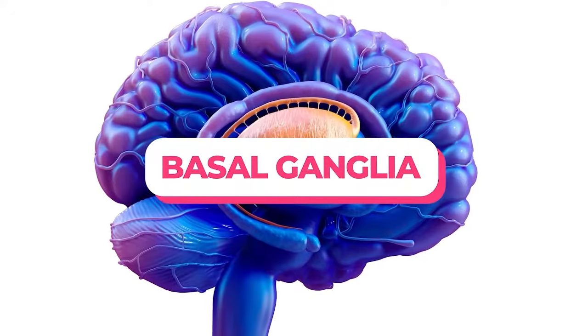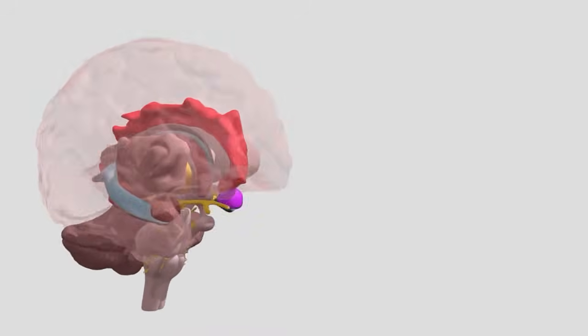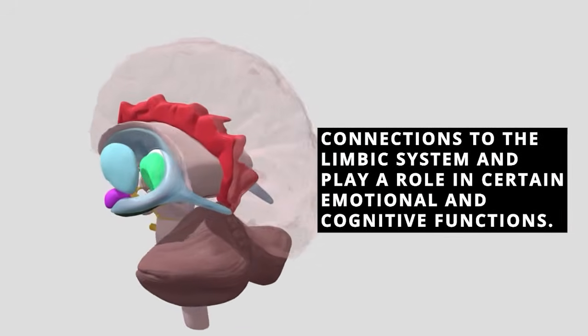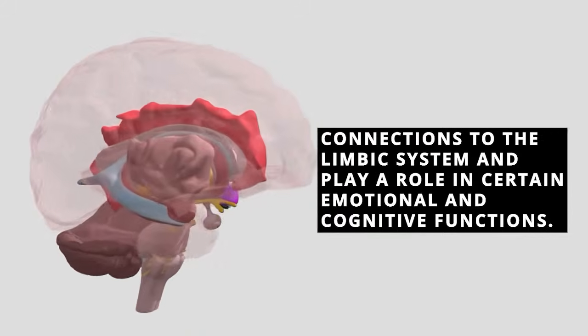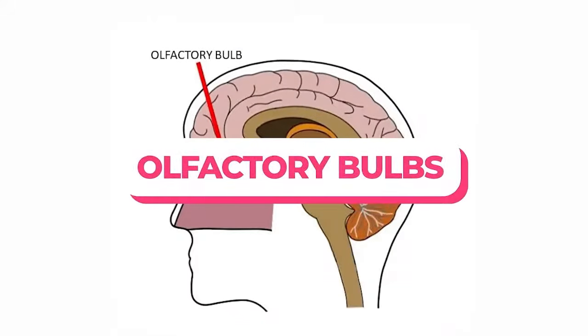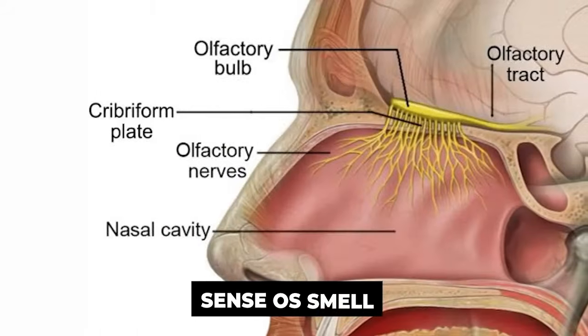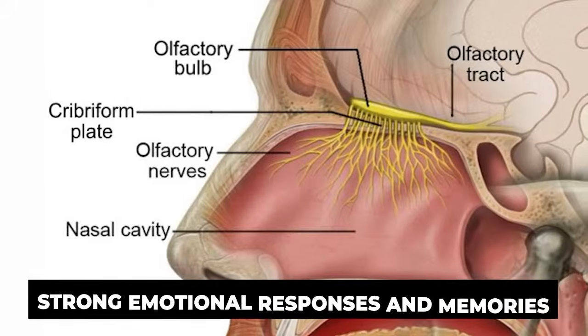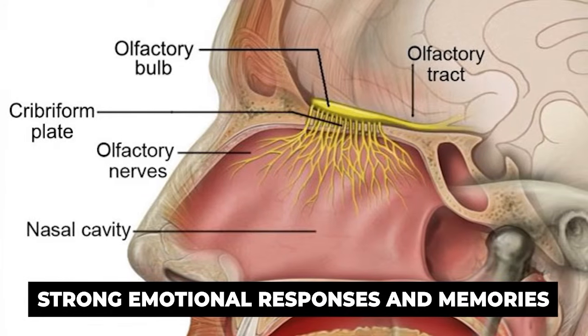Basal ganglia. While often associated with movement, the basal ganglia have connections to the limbic system and play a role in certain emotional and cognitive functions. Olfactory bulbs. These are involved in the sense of smell, which can evoke strong emotional responses and memories.